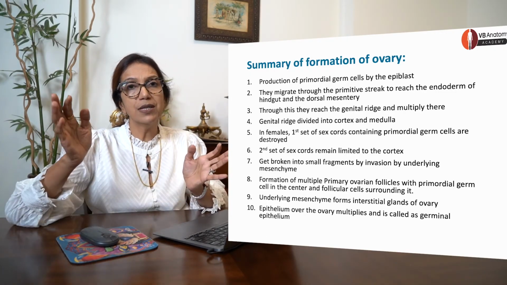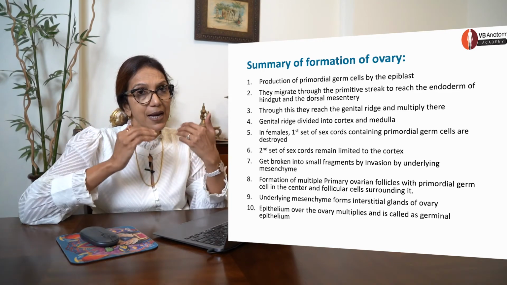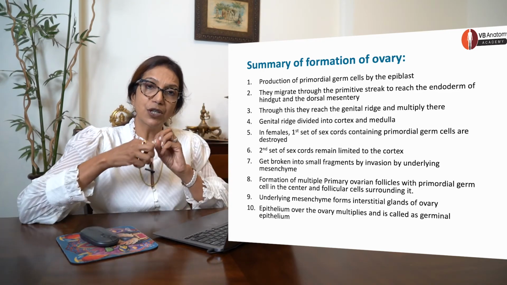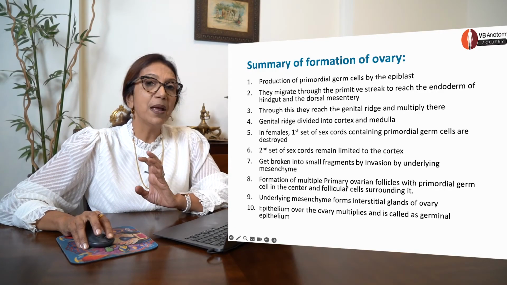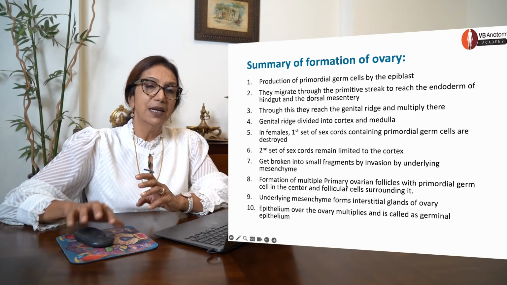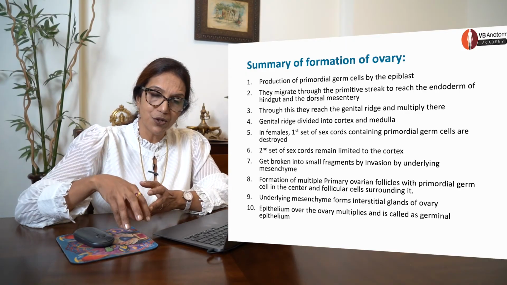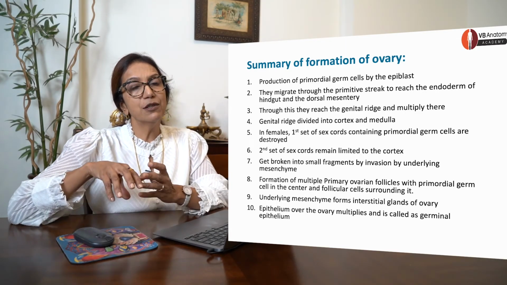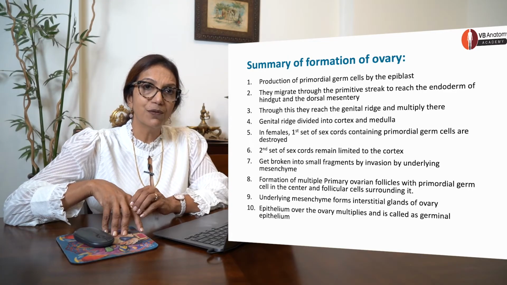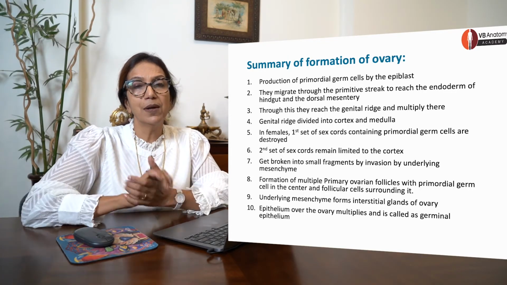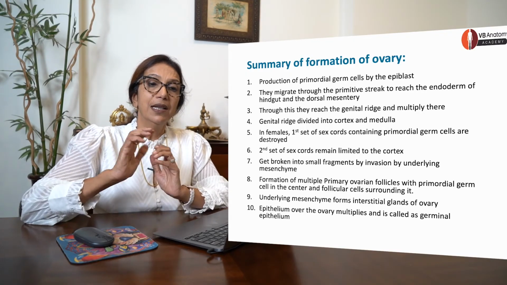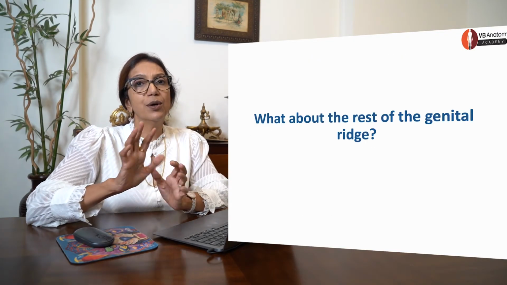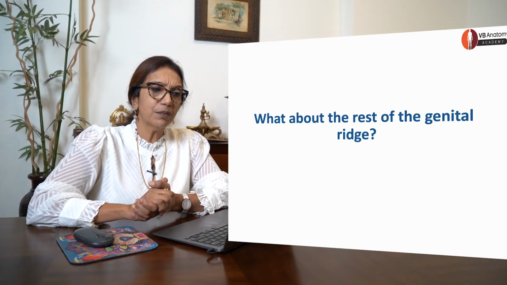First layer of sex cords are produced, destroyed. Second layer of sex cords are produced, which are broken up by the underlying mesenchyme, and they form primary ovarian follicles. The mesenchyme contributes to formation of medulla. Parallelly, there is formation of interstitial glands of ovary, and the covering epithelium multiplies to form the germinal epithelium. This is how simple the development of ovary is.